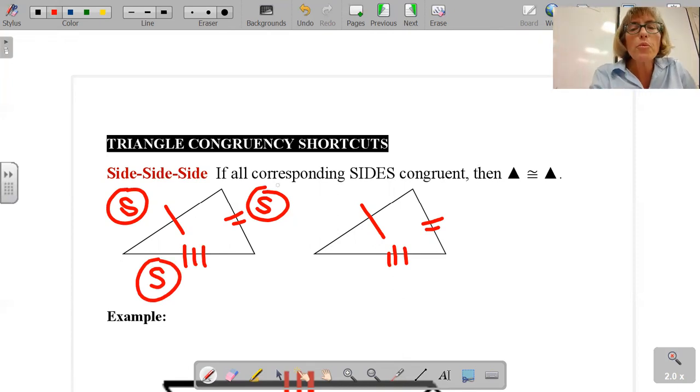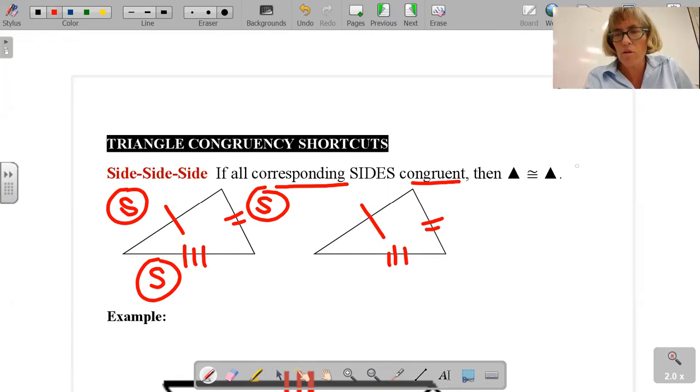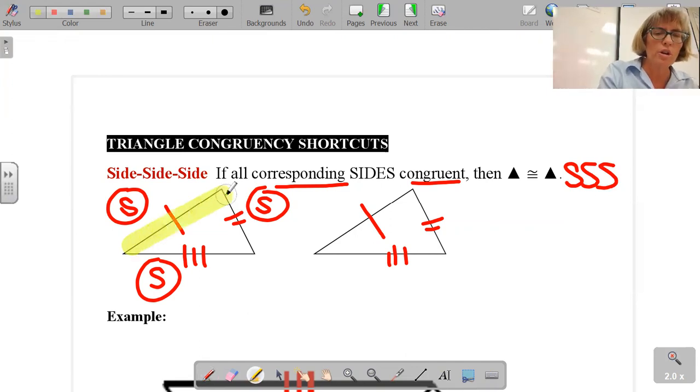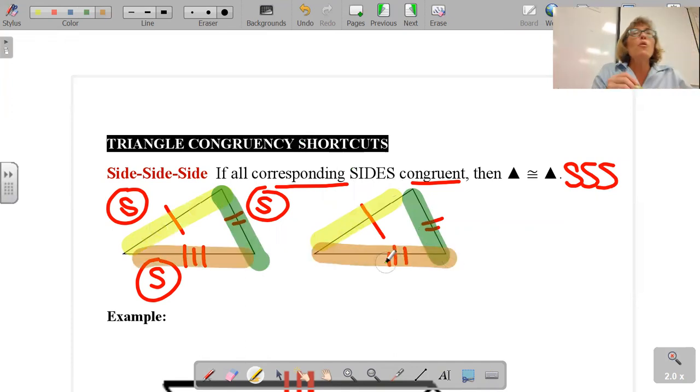If you have 3 corresponding sides congruent, then the triangles have to be congruent, side, side, side. So what that means is if you have 3 corresponding sides congruent, 1 set, 2 set, 3 set, it forces all the angles to be congruent automatically. So if I can show these triangles are congruent by the shortcut of 3 congruent sides, the other 3 angles also have to automatically be congruent. It's a shortcut. So that is the basic version of side, side, side.